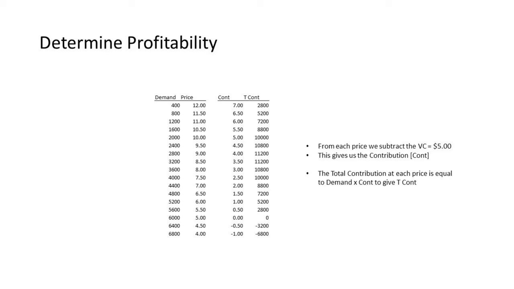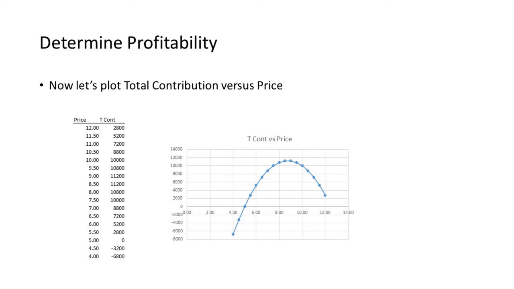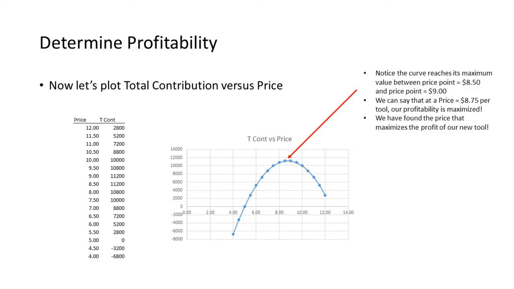Now the interesting thing we can do with this data is plot the total contribution on the y-axis of a graph versus the price on the x-axis. And when we do that plot, as shown here, we get a very interesting looking curve. The most interesting thing about this curve is it reaches its maximum value at a point between the price of $8.50 and the price of $9.